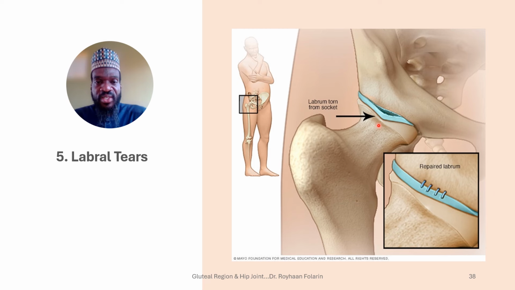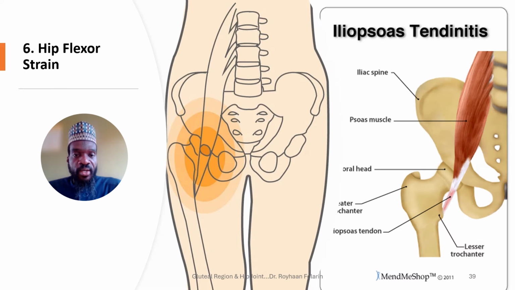So there could be variations in size and shape of the acetabular labrum or the acetabulum itself, predisposing individuals to labral tears and hip instability.